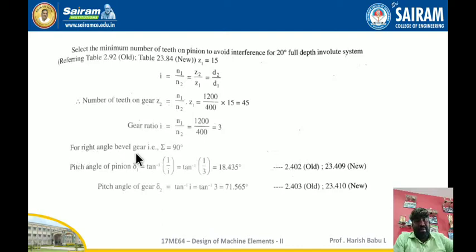For a right angle bevel gear, the sum of the pitch angles is equal to 90 degrees. So the pitch angle of the pinion, delta 1, is equal to tan inverse of 1 by i, so I am going to get 18.435 degrees. The pitch angle for the gear, delta 2, is equal to 71.565 degrees.